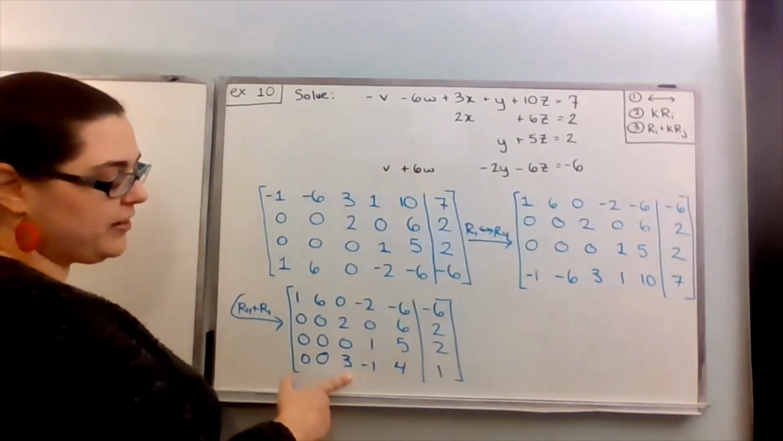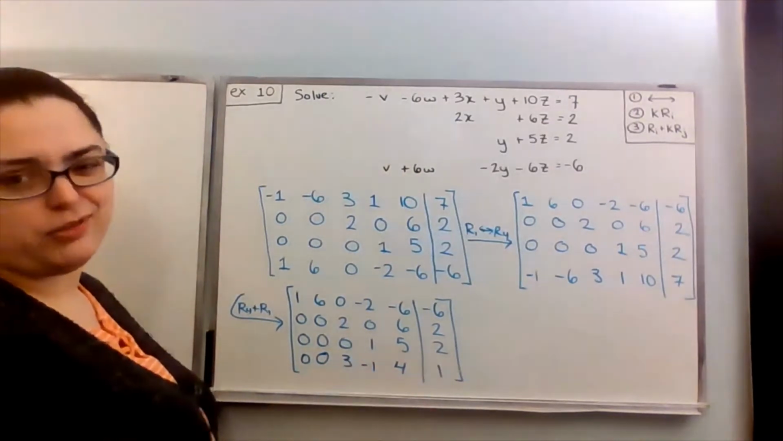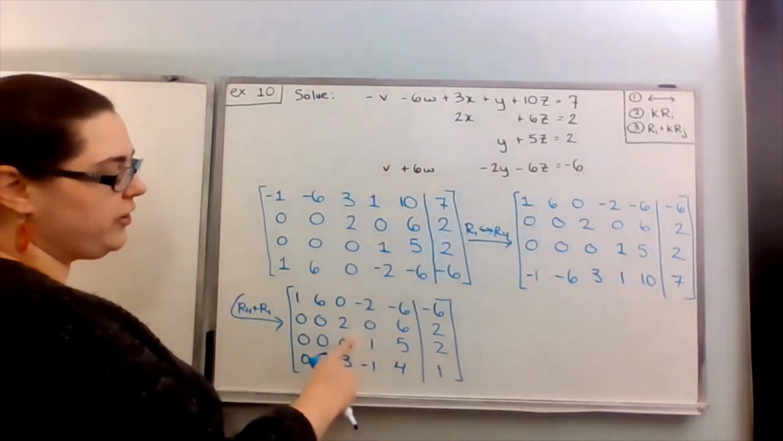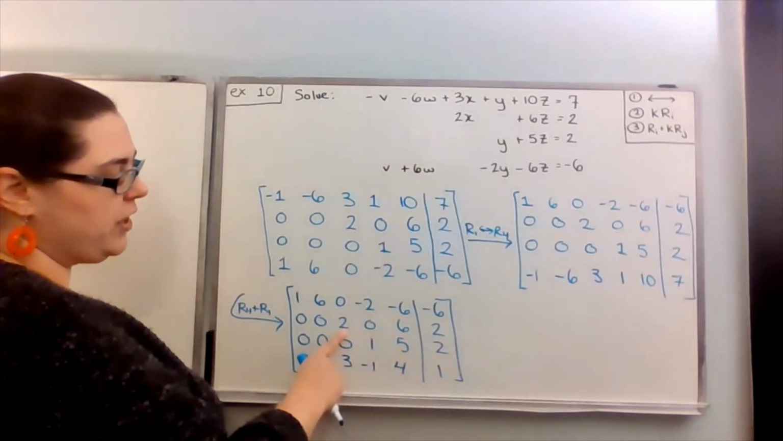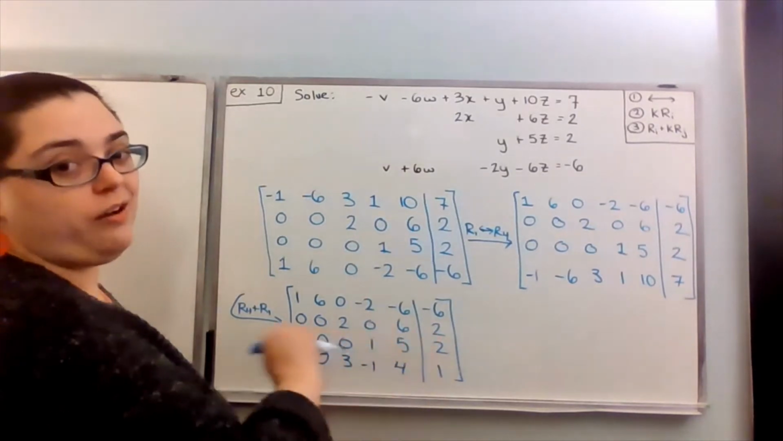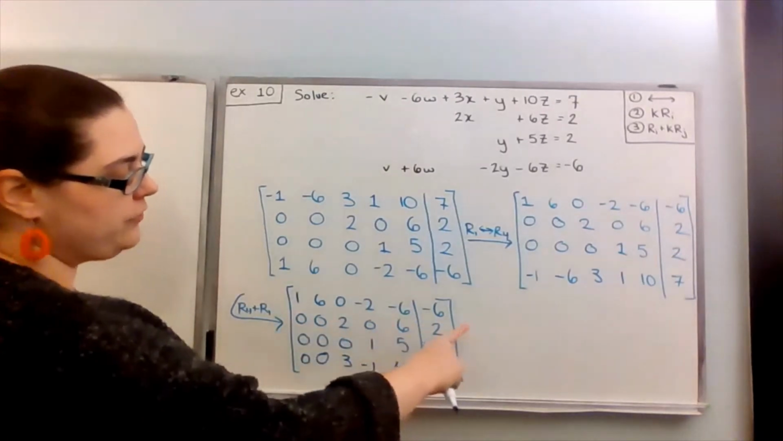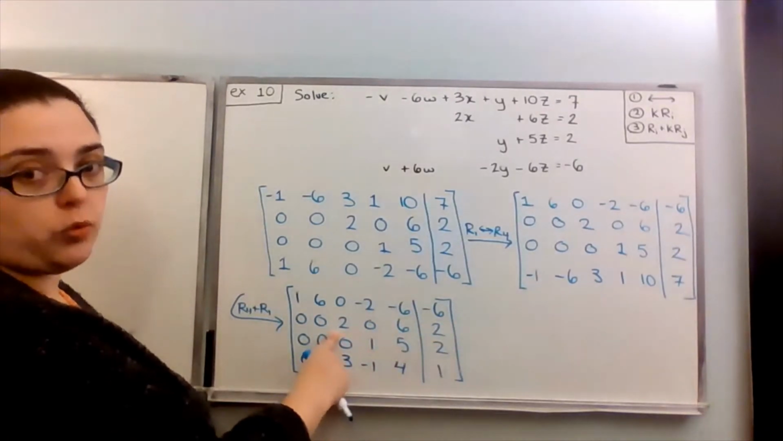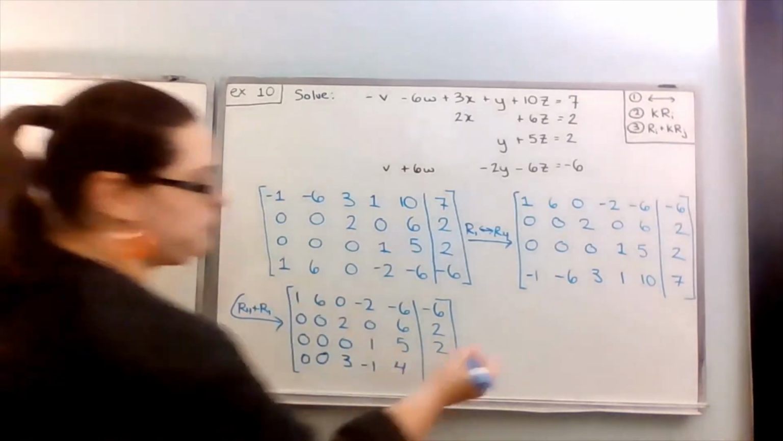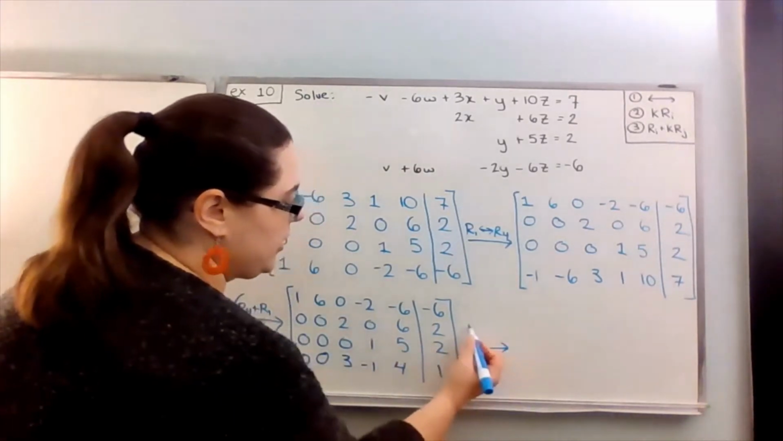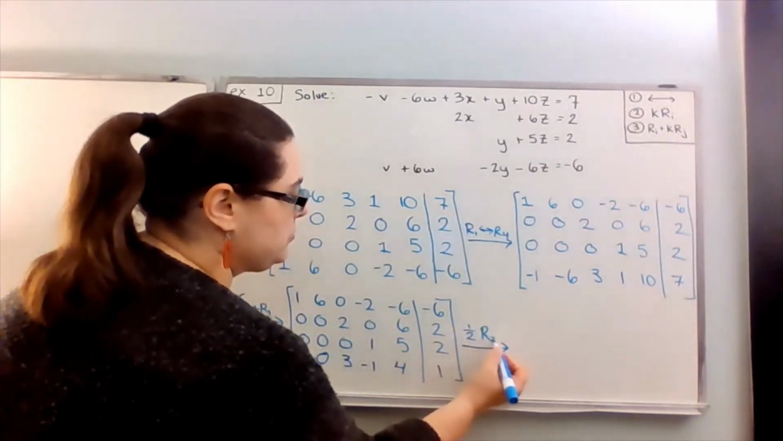Dividing by 3 is not nice. We've got 1s and 4s. 3 doesn't go into that. But if I look at the second row, I have a 2 and a 6 and a 2. All of those are divisible by 2. So if I multiply the second row by half, I'm going to be able to get my leading entry of a 1 here. So that's what we're going to do. So I'm going to take half of row 2.